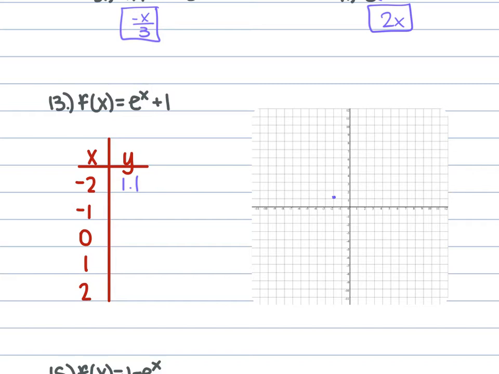Then for negative 1, we have e to the power of negative 1 plus 1, so that's 1.4. So negative 1, 1.4. For 0, e to the zero power is 1 plus 1 is 2. So that's 0, 2. For the first power, e to the first power plus 1 is 3.7. So 1, 3.7 is going to be about here. And then for 2, e to the second power plus 1 is 8.4. So 2, 8.4. So here we're going to get really close to that 1 and then go up as we go to the right.